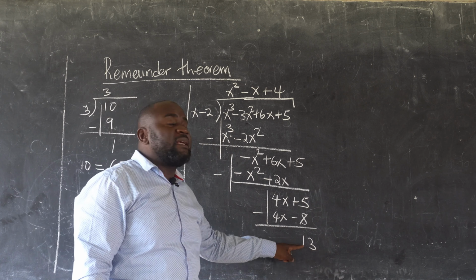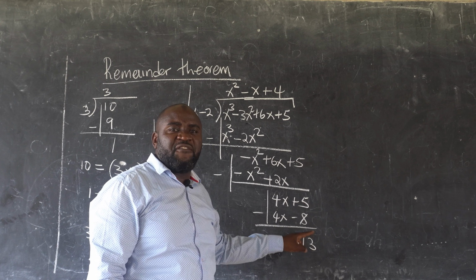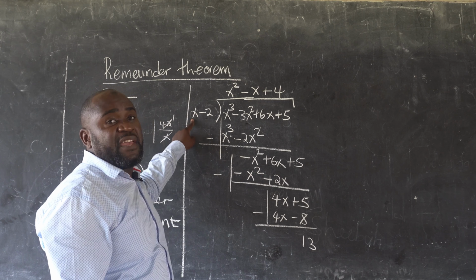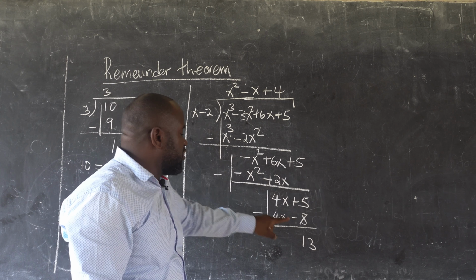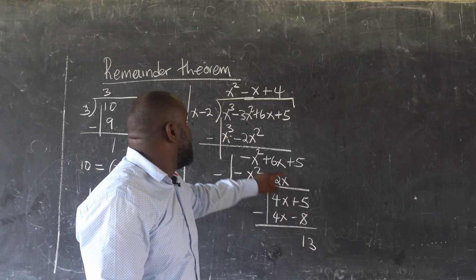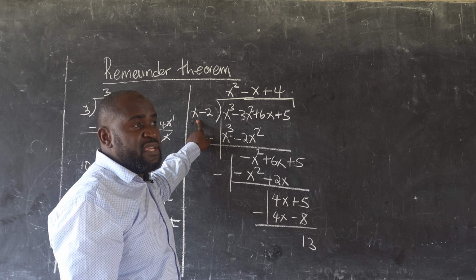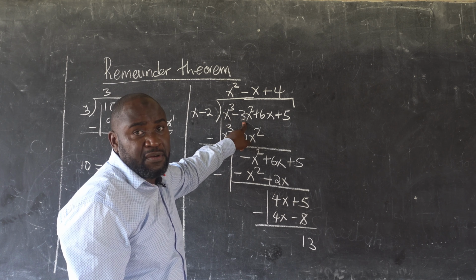You divide until you either have an x here, or you have a value of x which is smaller than the highest degree of x in the divisor. That's when you stop dividing. And if there is no 0 here, it means it is not divisible fully by this factor. It means it leaves a remainder once this factor is the one dividing this polynomial.